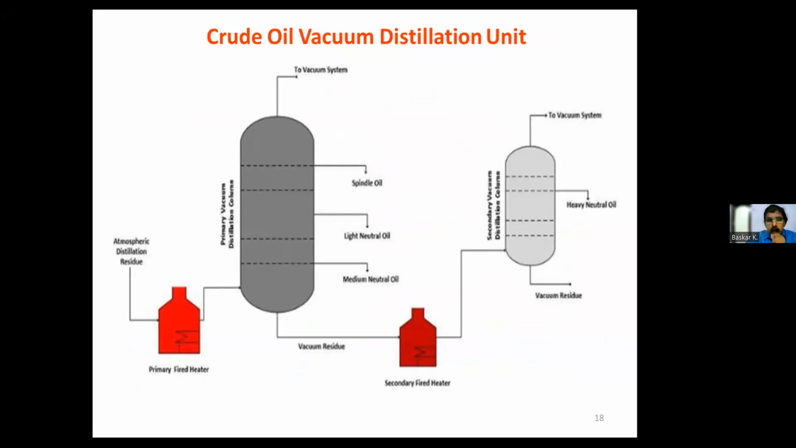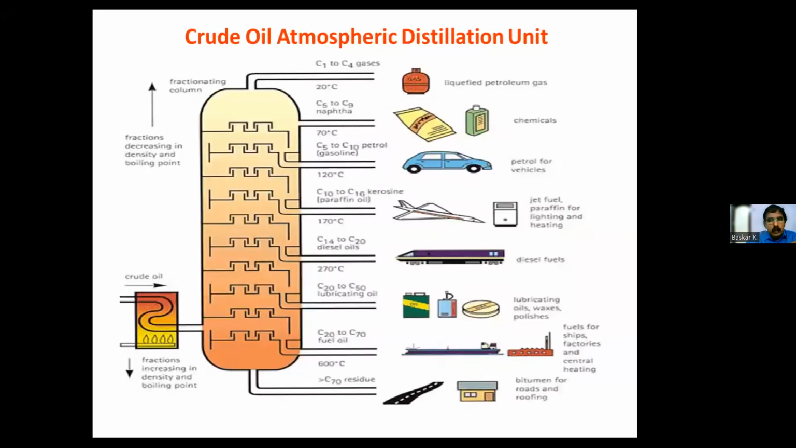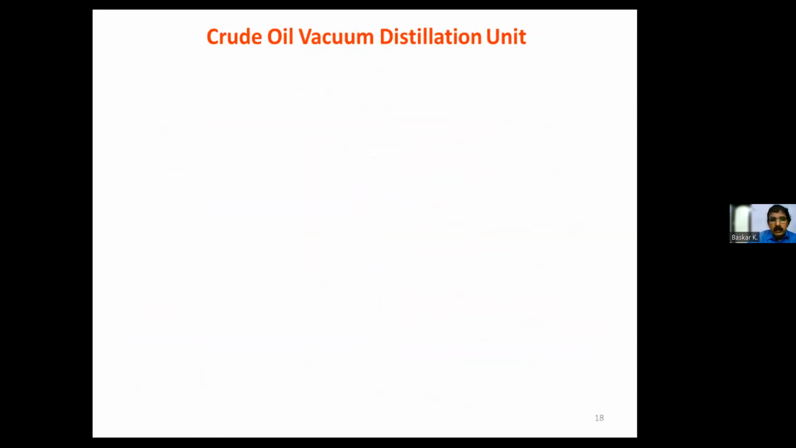Now, I told you that in the earlier slide we have a bottom residue where the heavy ends are. That cannot be directly sold as a product because that is called vacuum residue. That is the residue which is fed to the vacuum unit. Similar to the atmospheric distillation unit, we have a vacuum distillation unit.